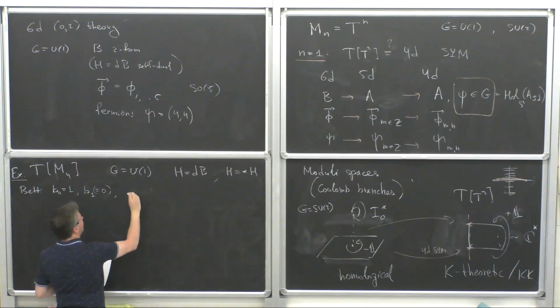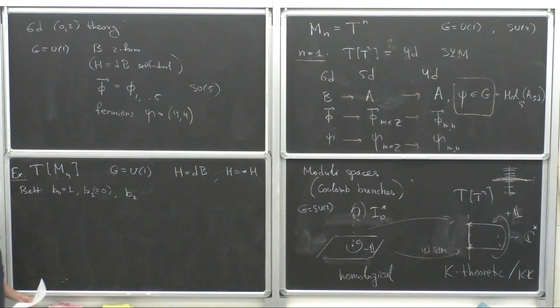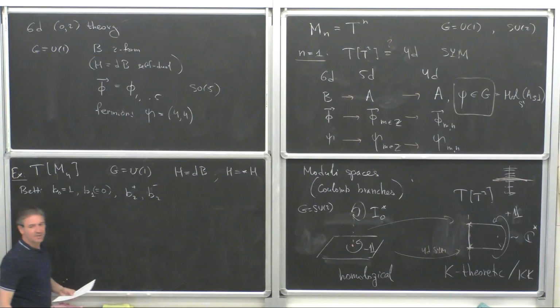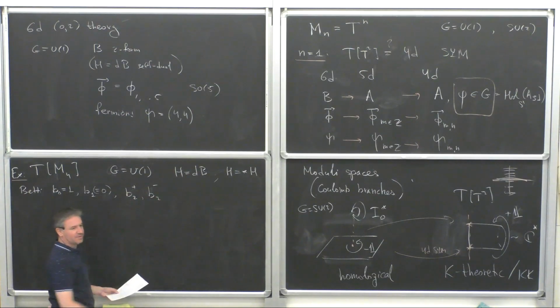And then you have two-dimensional homology and its dimensions, which are actually of two types. There is B2 plus and B2 minus, because there could be self-dual and anti-self-dual two-forms. And then B3 and B4 are not independent, by Poincaré duality.